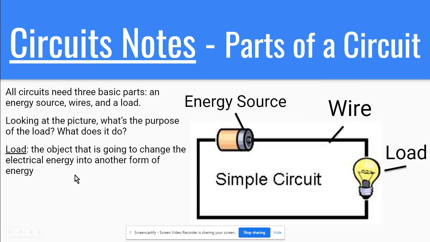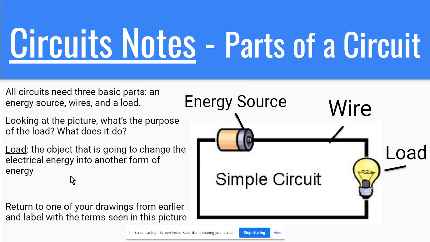Okay. Looking at the picture, the light bulb is also called the load. And the load is just the object that changes the electrical energy from the wire into another form of energy. In this case, the light bulb is using the electrical energy to create light energy, or even a little thermal heat energy.